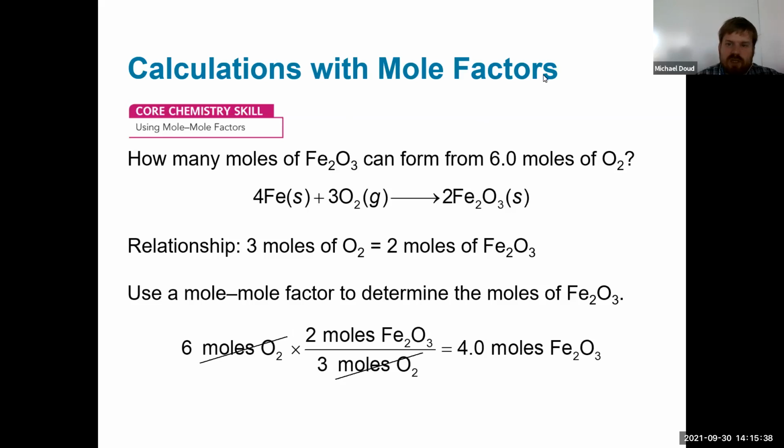So then we're ready to set up our conversion factor. So it's 6.0 moles of oxygen, and then the conversion factor is 2 moles of iron(III) oxide for every 3 moles of O2. Moles of O2 cancel out, and that gives us our answer to 2 significant figures, 4.0 moles of iron(III) oxide.